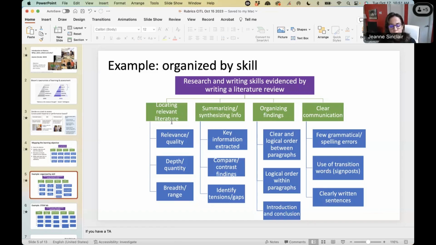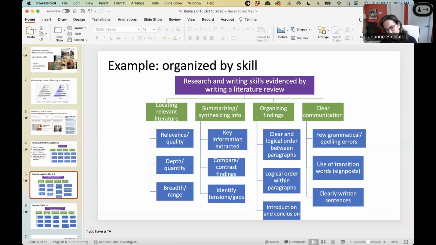some look-fors, you could say. Among locating relevant literature: is the literature relevant, of a high quality? Did they find enough literature? And is the range appropriate? When they are summarizing or synthesizing, did they get the key information from the articles? Did they compare and contrast the findings? And did they identify any existing tensions? And then in organizing the findings, did they create a clear and logical order across the whole piece and within each paragraph? And do they have a good introduction and conclusion?